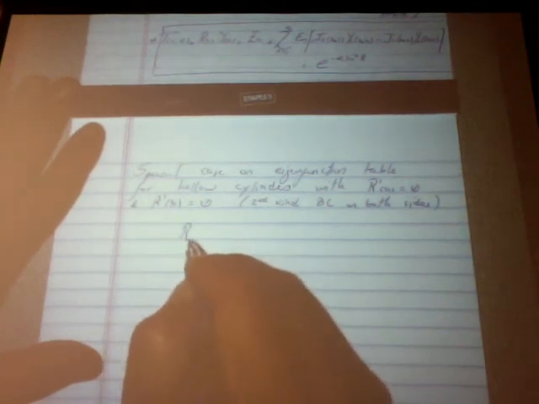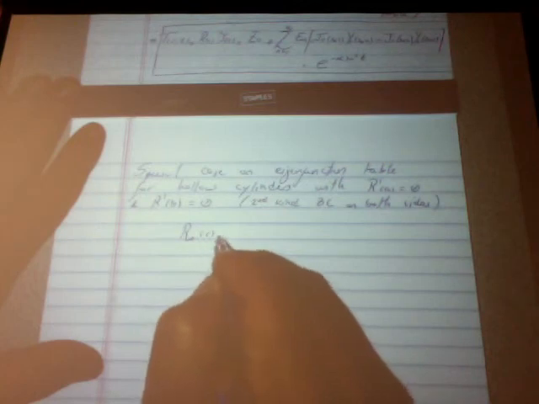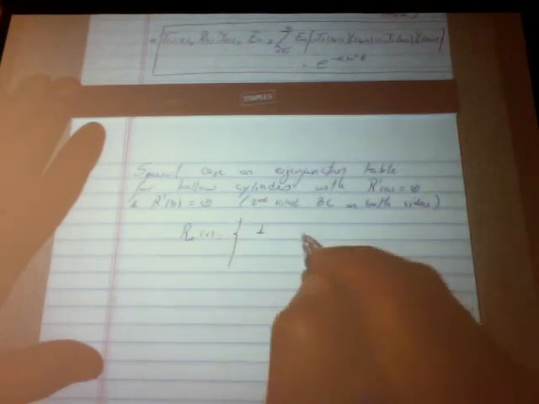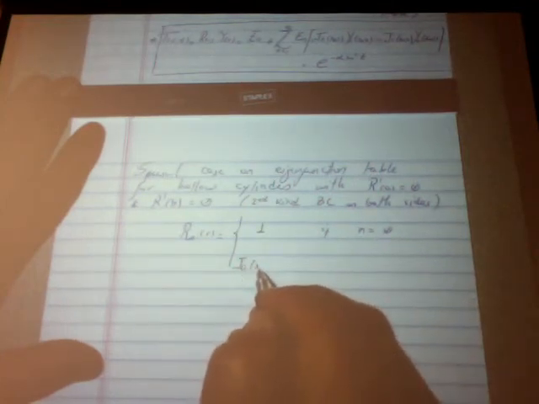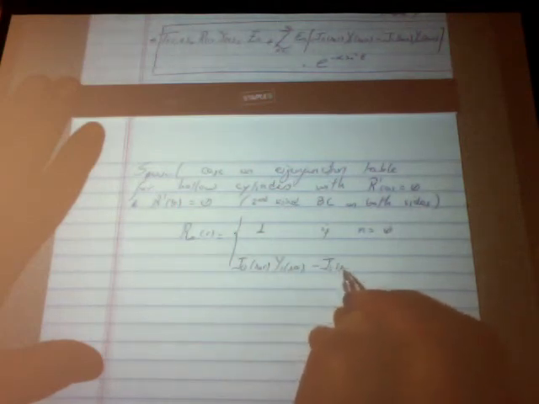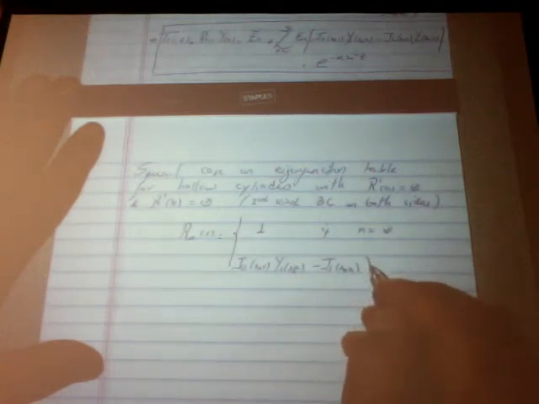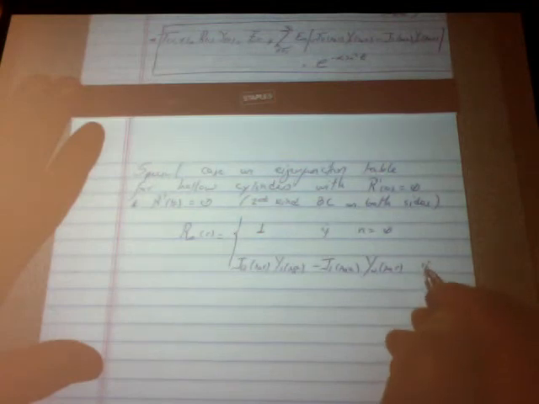In this case, R n of R is equal to either 1 if n is equal to 0, or J0 lambda n R Y1 lambda n A minus J1 lambda n A Y0 lambda n R if n is greater or equal than 1. Okay?